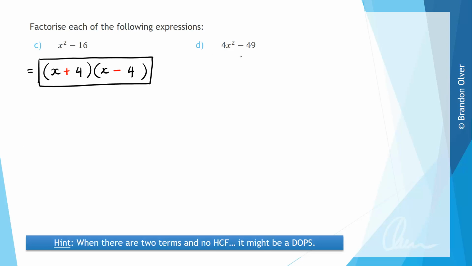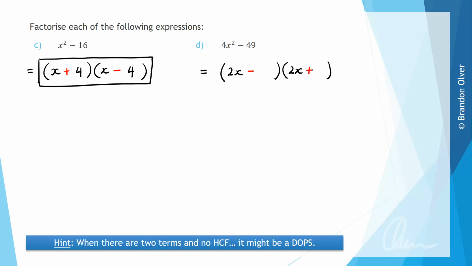When we look at part D, we can once again see there's no highest common factor between 4x squared and negative 49. However, it does resemble that a squared take b squared form, which is related to DOTS. So when we attempt to factorize it like that, we know that 2x, when it's multiplied by 2x, will give 4x squared.